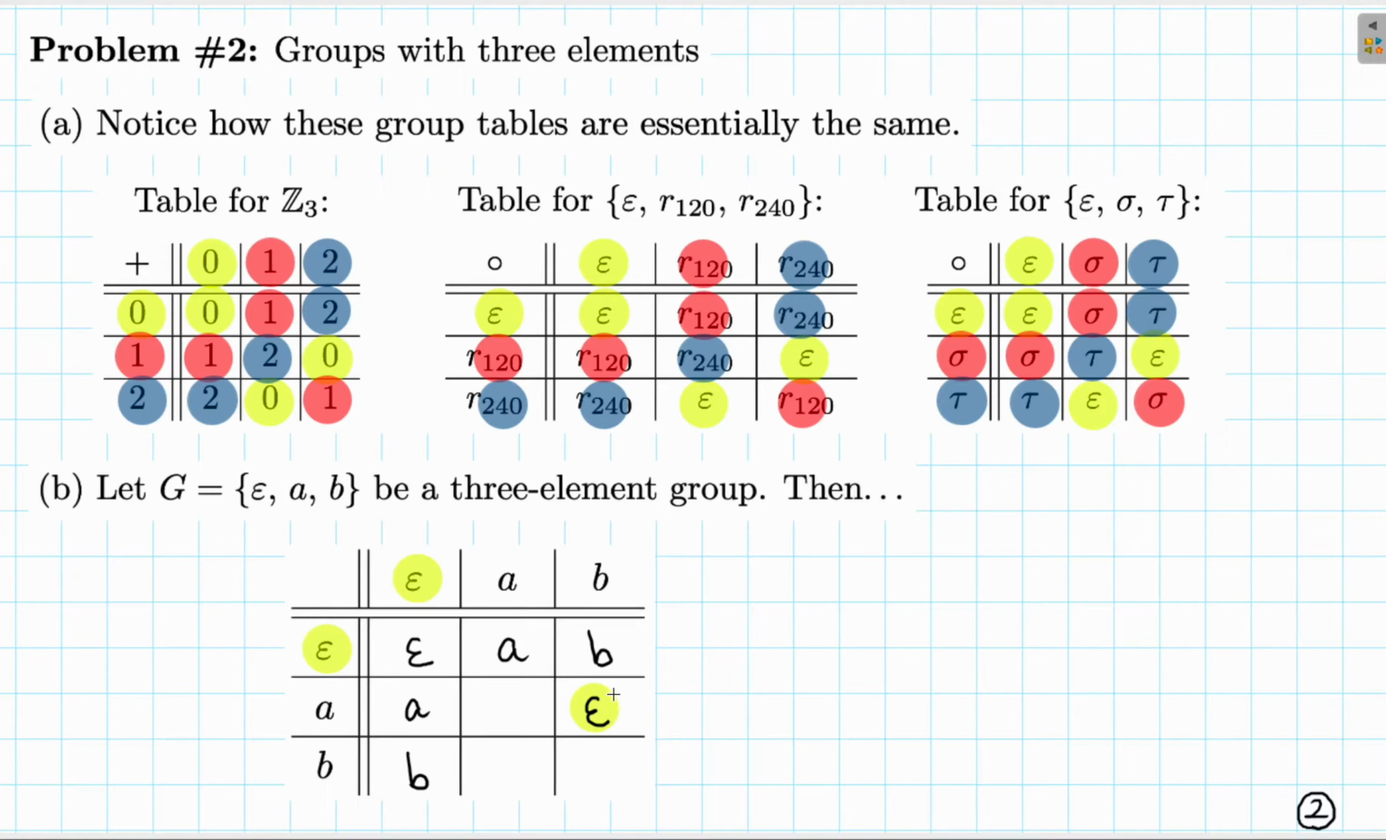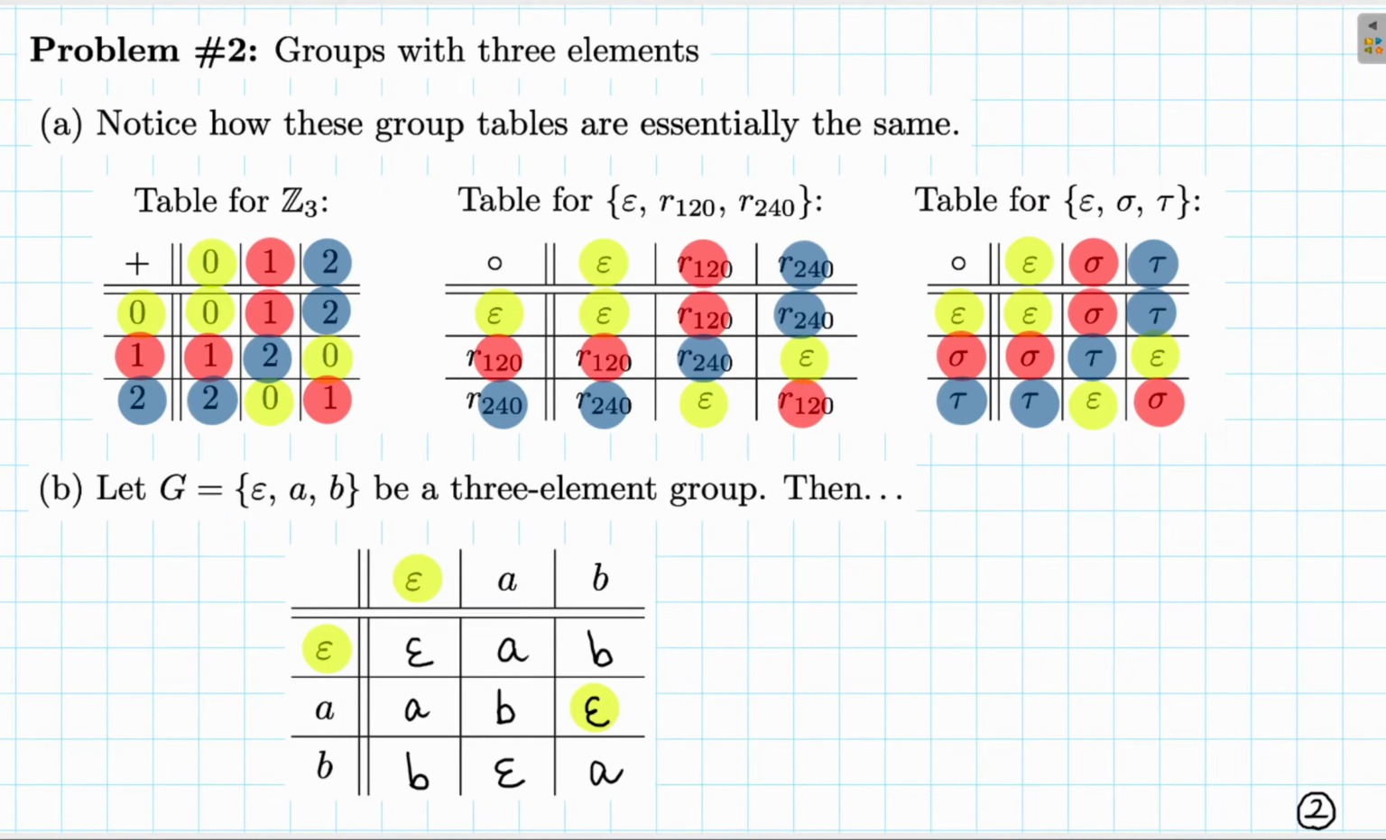But if we just keep using that same principle, now if we focus on this middle row, it already has A and epsilon in it, and so it has to be B. And now if we go to this column, we have A and B already, so this has to be epsilon. And then if we go across, it's already got B and epsilon, so the last element has to be A.